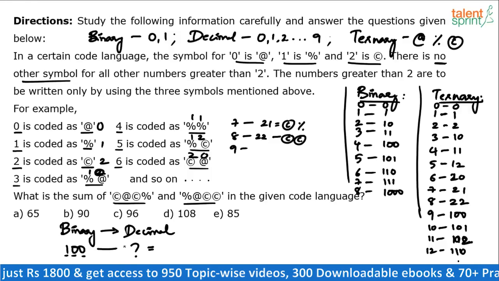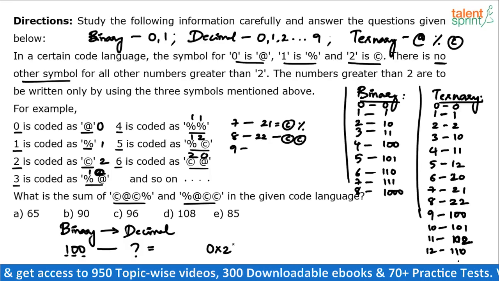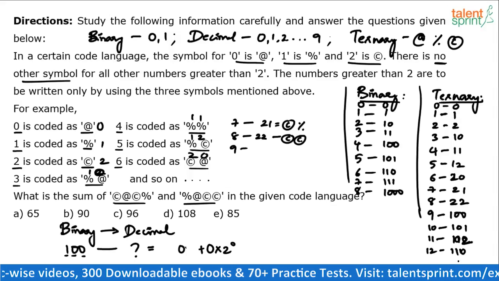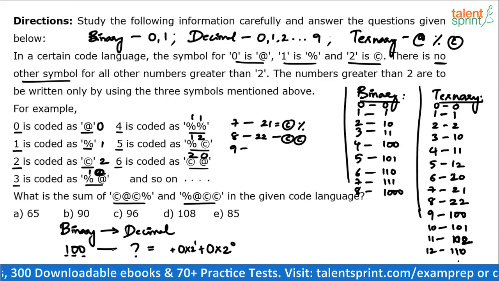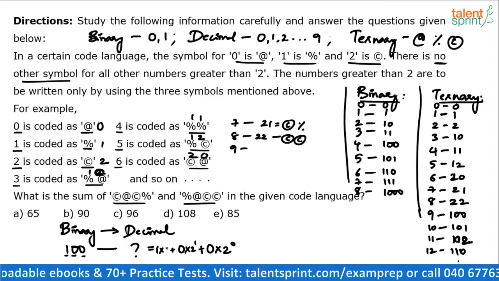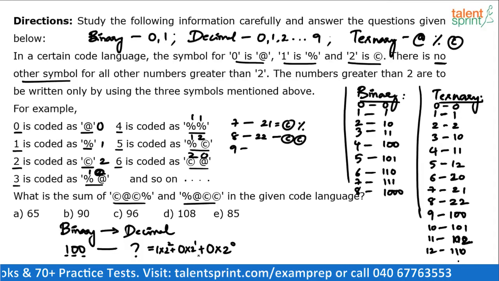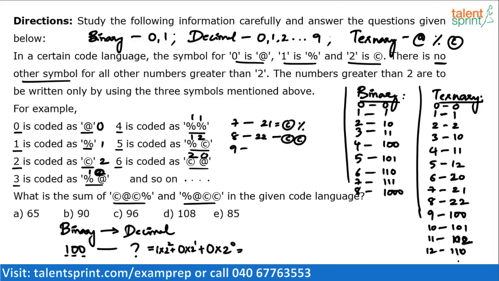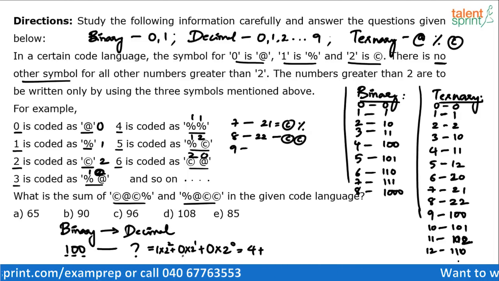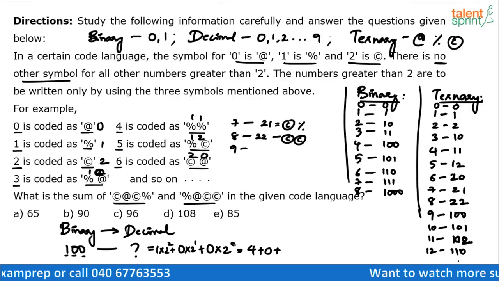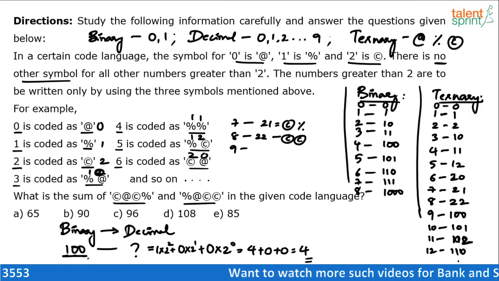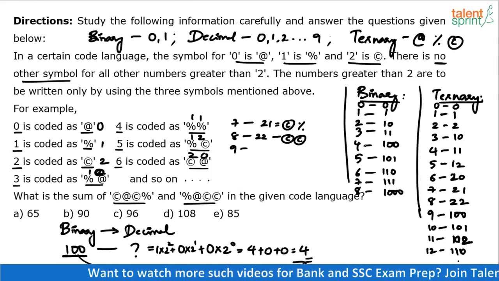You take the number in the unit place, 0 into 2 power 0, plus the number in the tens place, 0 into 2 power 1, plus the number in the hundreds place, 1 into 2 power 2. So this is 1 into 2 square is 4, plus 0 into 2 power 1 is 0, plus 0 into 2 power 0 is 0. 4 plus 0 plus 0 is 4. See, the binary number 100 has been converted to decimal number 4. That's what we had, right?